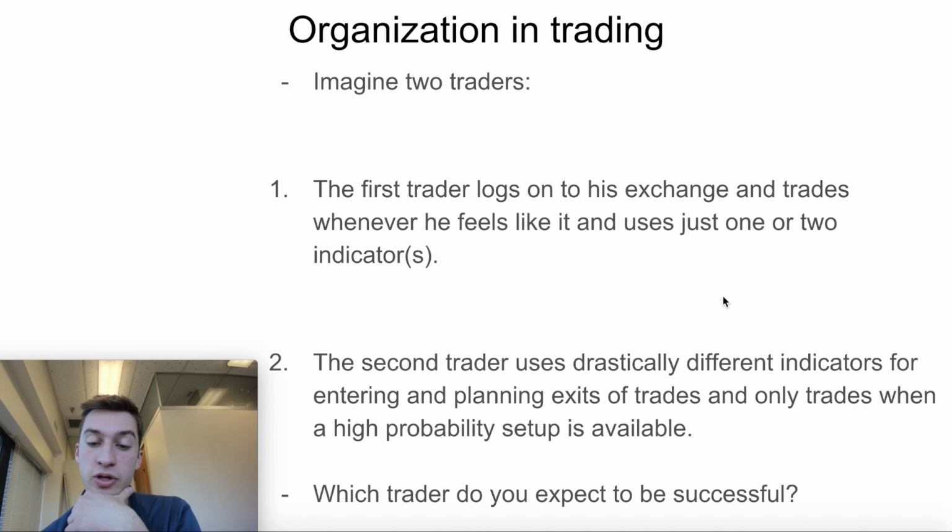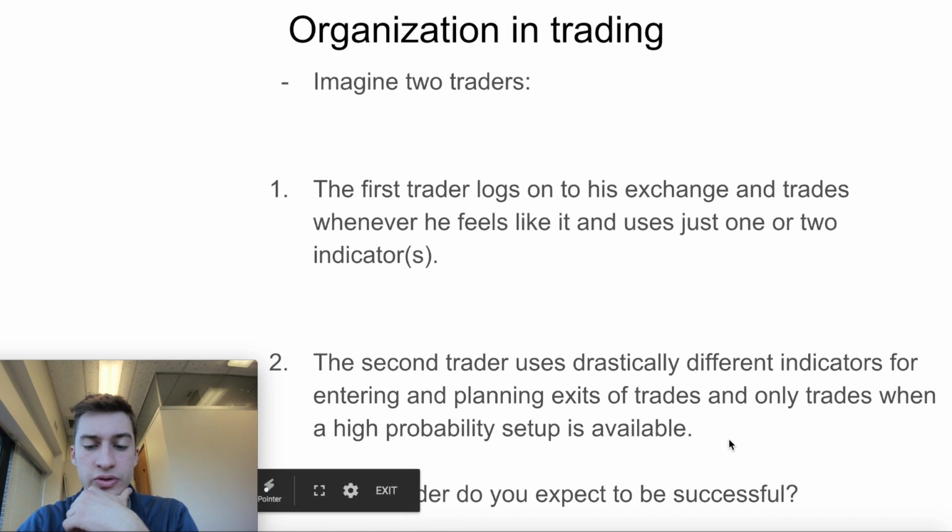Now imagine another trader who uses drastically different indicators, so bias indicators, execution, and trigger indicators all together for entering and planning exit trades, and will only trade when a high probability setup is available. It's a rhetorical question, but which trader do you think in the long run is probably going to be successful? Likely the second trader, as long as risk management is equal between these two traders where they allocate the same amount of capital. Typically, the second trader is going to be more disciplined because this type of setup is going to lead to more discipline and more rule-based and less discretionary.